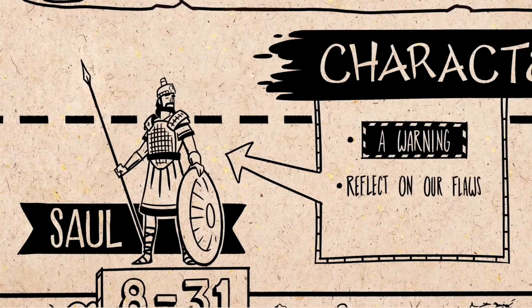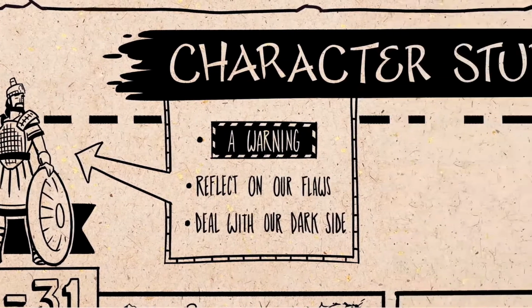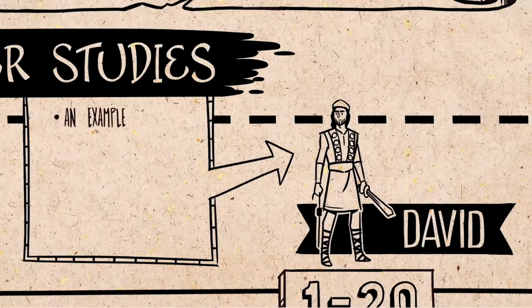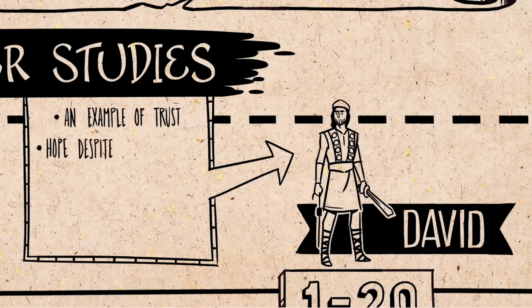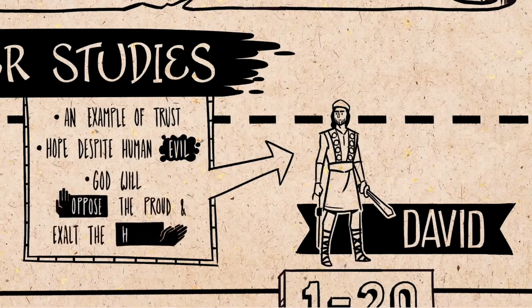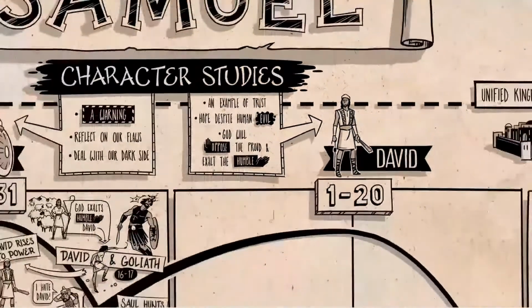And with God's help, we need to humble ourselves and deal with our dark side so that Saul's story doesn't become ours. David, on the other hand, is presented as an example of patience and trust in God's timing in our lives. And so he's running in the wilderness, being chased by Saul. David had every reason to think that God had abandoned him, but that's not what he thinks. And so David's story encourages us to trust that despite human evil, God is working out his purposes to oppose the proud and to exalt the humble. And that's what First Samuel is all about.